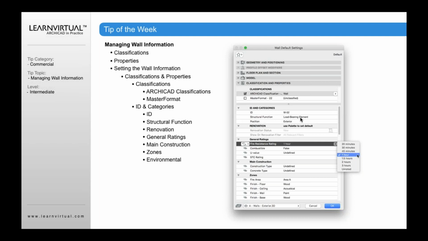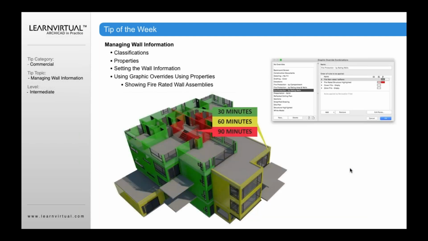You can set the structural function. This is important, again, if you want to show structural components in ARCHICAD as part of your 2D and 3D views. Its position, renovation status, and other property information that, again, comes from the properties dialog I was just showing you, including the fire resistance that I was just showing in the dialog previously.